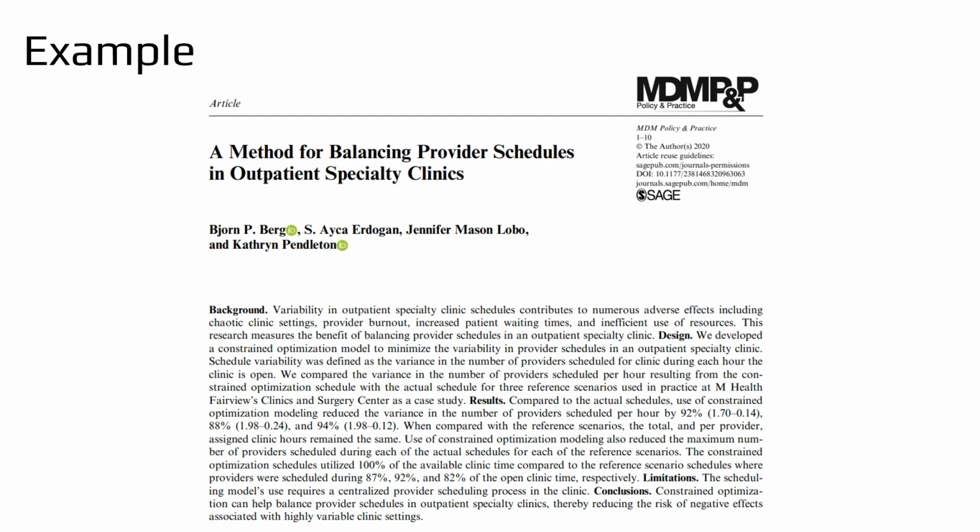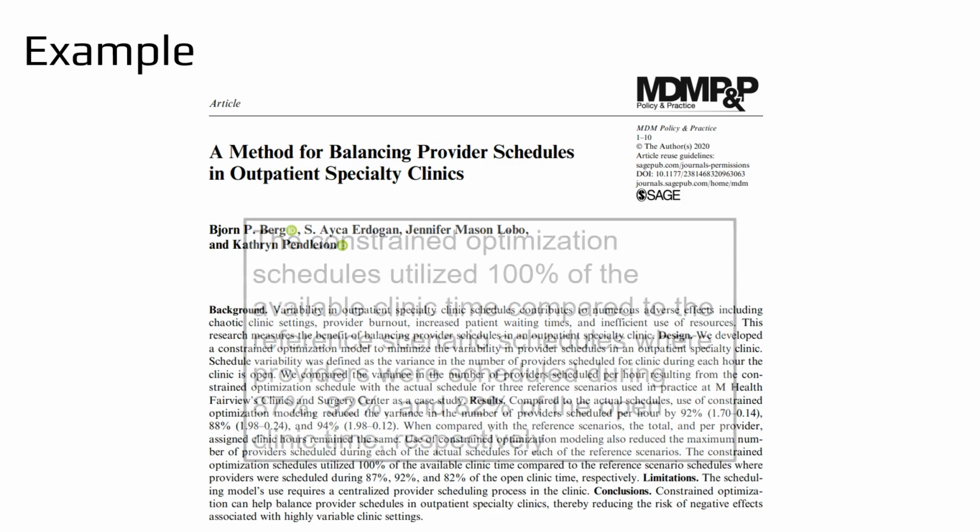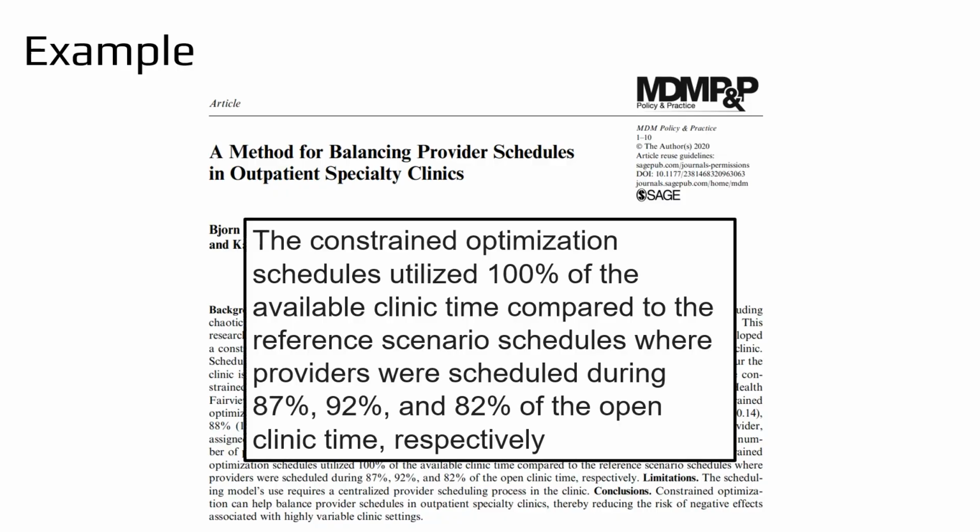And here's an example from MDM Policy and Practice by Bjorn Berg and colleagues that looked at balancing provider schedules in outpatient specialty clinics. Their conclusion was the constrained optimization schedules used 100% of the available clinic time compared to the reference scenario schedule where 87 to 92% or 82 to 90% of the clinic time is being used. So a way of actually maximizing flow through for clinics.